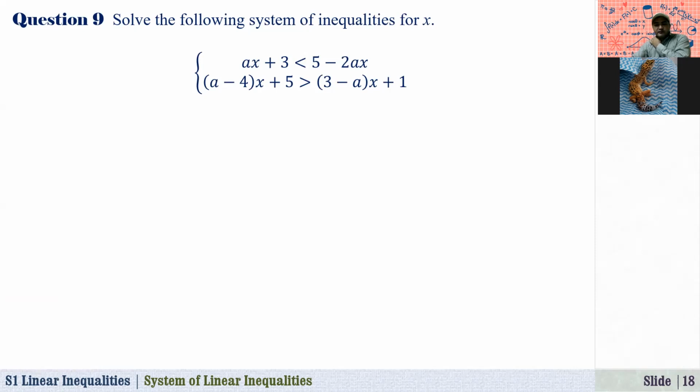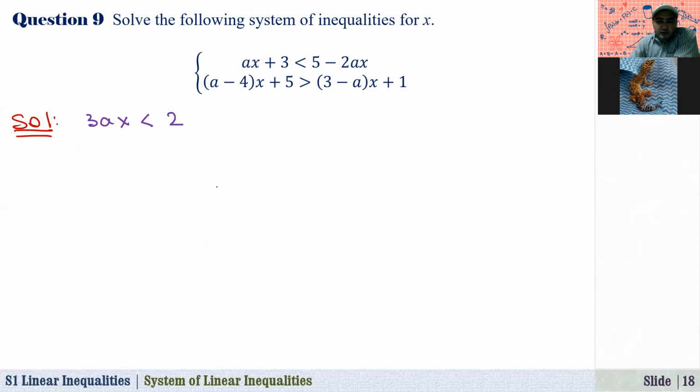Solve the following system of inequalities for x. Here, what is this? We have also some letters as coefficients. So the first one, ax minus 2ax, take 2ax to the left-hand side, and ax plus 2ax, right, what is it? It is 3ax, less than, take 3 to the right-hand side, 5 minus 3 is equal to 2.